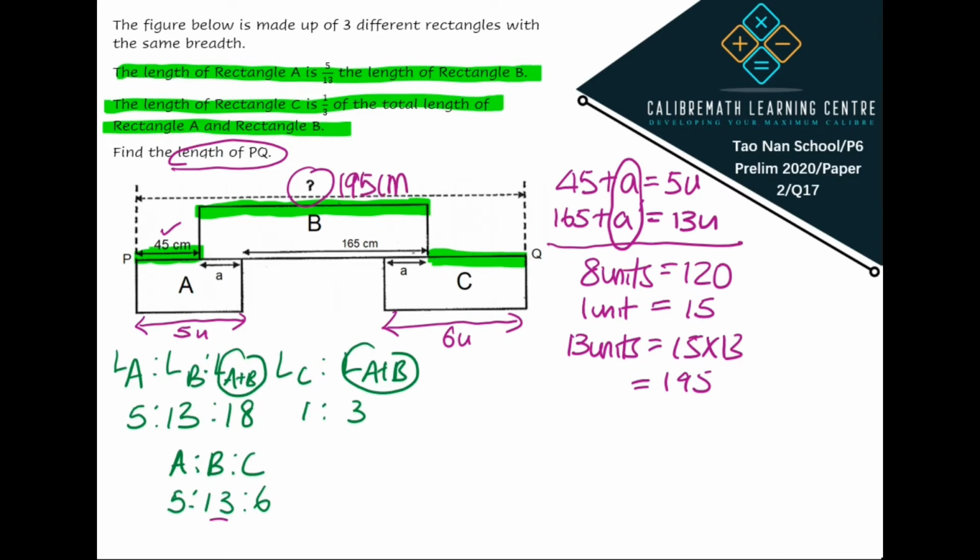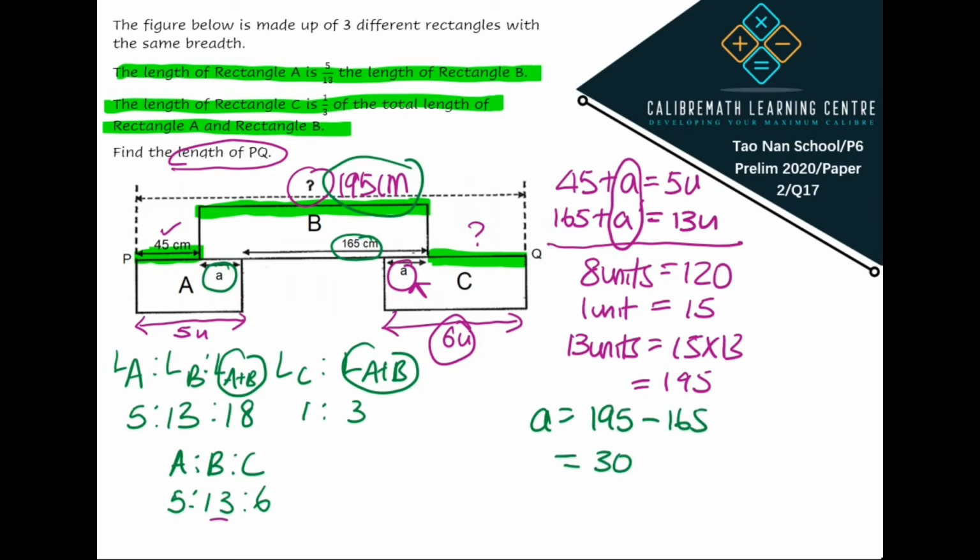Okay, so now once we have this, we can actually go ahead to find this small little part over here by using the 6 units to subtract away the A. So what is the value of A? You can find the value of A if you look at rectangle B, because we know that the entire length of rectangle B is 195 cm. And since we know that here is already 165, so A here can be found by using 195 to take away the 165, and that gives us 30.